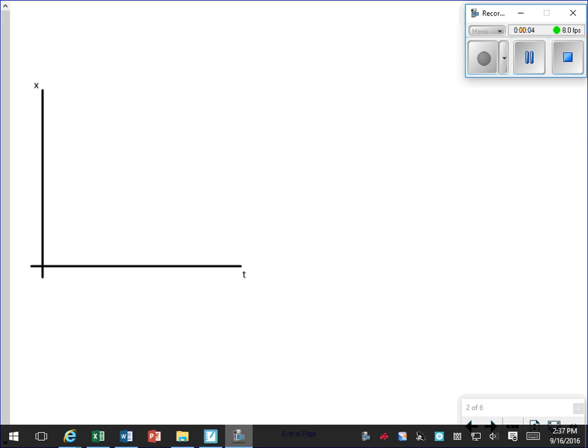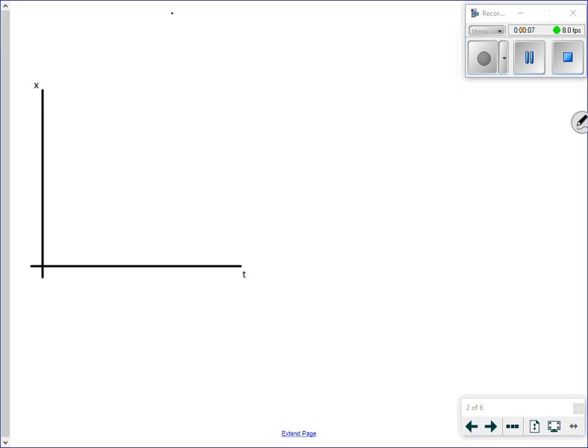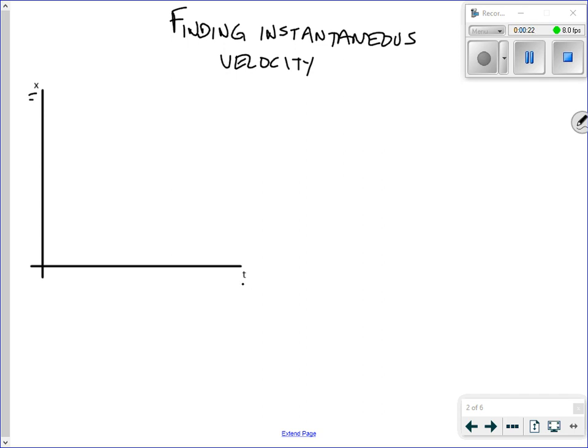Hi folks, let's talk about the general process we go through when we are finding an instantaneous velocity from an x-t graph or function, let's call it. And let's say that there's a function that looks like this. What people typically say is, well, you find the slope of a tangent, but a tangent, people say, is a line that touches a curve in one place.